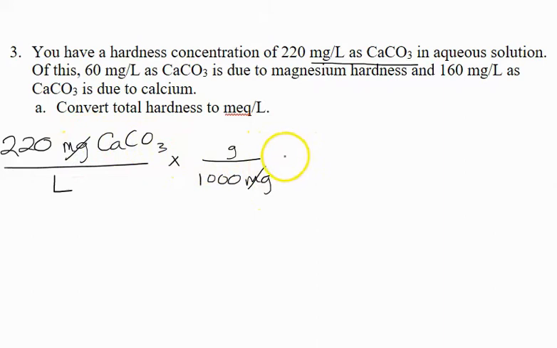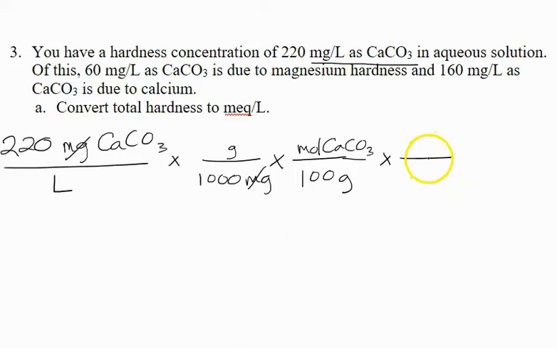And then I want to convert to moles. Remember, equivalence is kind of related to moles, so let's get it into moles. So 1 mole of calcium carbonate is going to be 100 grams, and you can get that by looking at your periodic table. And then remember, for calcium carbonate, we could look at either the charge of the calcium, which is 2, or the number of hydrogen ions the carbonate would react with, which is also 2. So it's 2 equivalents per mole of calcium carbonate.